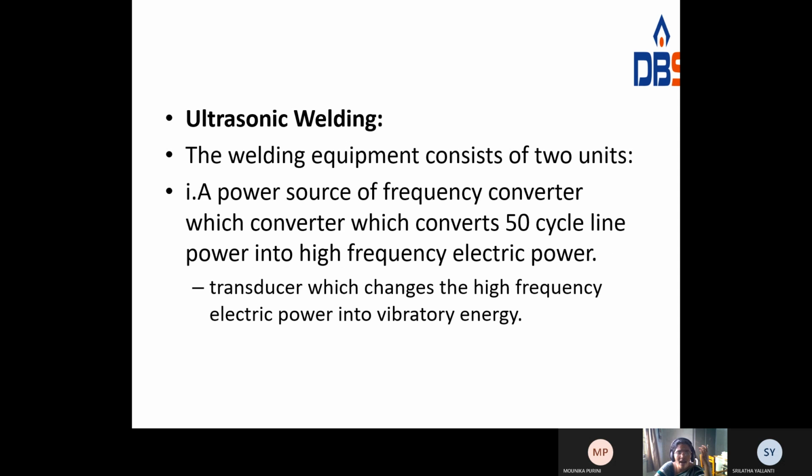Ultrasonic welding. The welding equipment for ultrasonic welding consists of 2 units. The first one is a power source of frequency converters, which converts the 50 cycle line power into high frequency electric power. That means you give the AC supply with a supply frequency of 50 cycles, and that 50 cycle power frequency is converted into high frequency by the frequency converter. The next one is the transducer, which changes the high frequency electric power into vibrating energy.